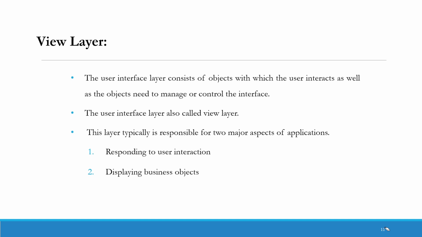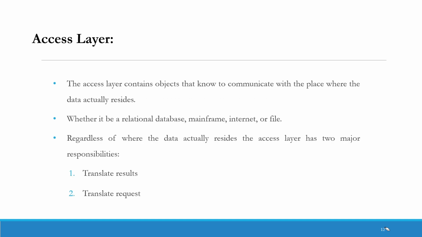The other thing is the access layer. The access layer contains objects that communicate with the place where data actually resides. This layer is where the data resides, whether it's a relational database, a mainframe, or any kind of files. Regardless of where the data actually resides, the access layer has two major responsibilities. One, it will translate the query or requests made by the user. And second, it will translate the result from the access layer. In short, in the layered approach, we have to design at least the three layers.